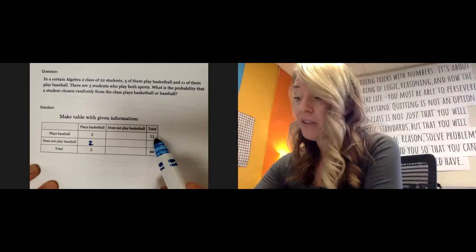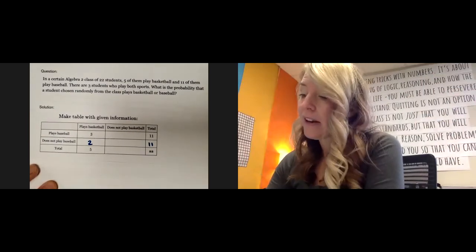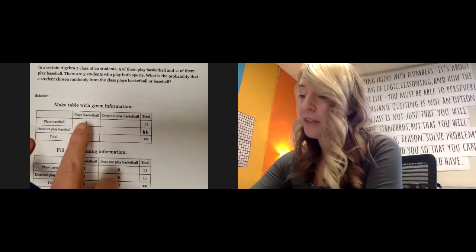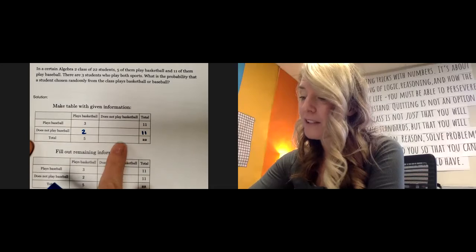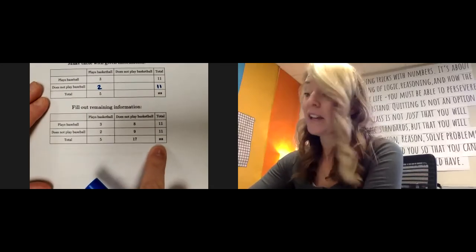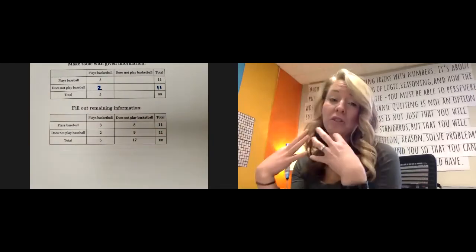I know that 11 plus 11 is going to give me 22. Now, how do I do it the other way? Well, I can keep going, keep filling out these totals. I could say 3 plus 8 is 11, 2 plus 9 is 11, 5 plus 17 is 22. So this is what the chart looks like when you have filled out the whole thing. And that gives you all the information you need. So it looks like a puzzle.